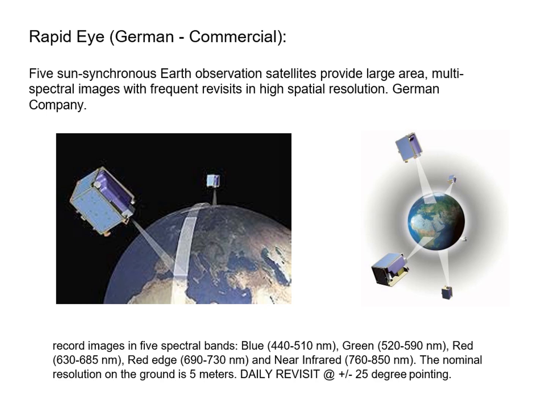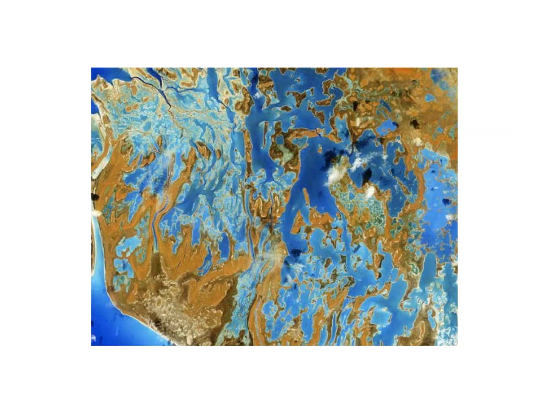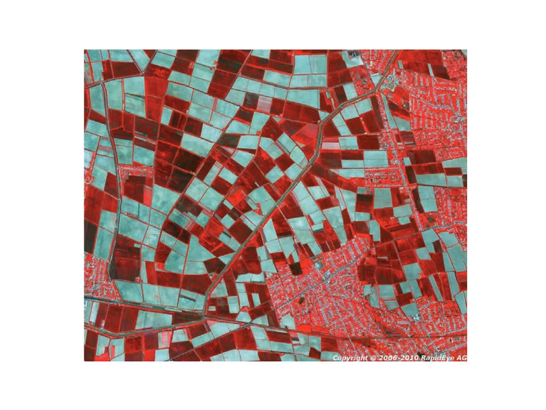RapidEye, these were 5 sun-synchronous Earth observation satellites, so large area, multispectral images, frequent revisits with high spatial resolution, 5 meters, which we found was adequate for photo interpreting fire damage at the Hyde Park fire. There's a beautiful image from RapidEye. And another is an agricultural landscape.